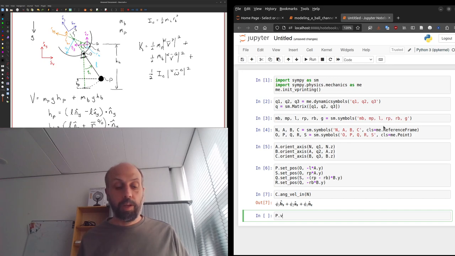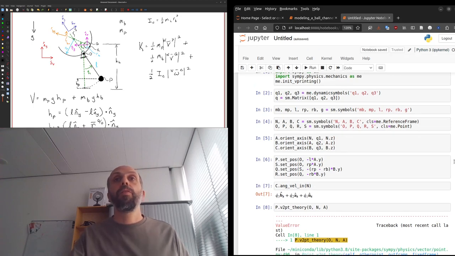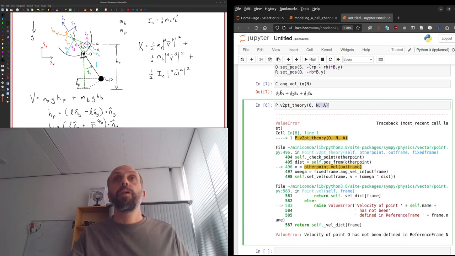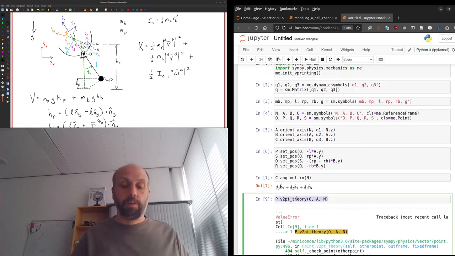So I can do P, the two-point theory with respect to O. They're both points fixed in the same reference frame, in our case A. We want it in the N frame. And that should give us a value. I think I typed this backwards, right? It's supposed to be A coming in. Oh, I haven't set the velocity of zero. Let's start with O. So O.set_vel in N of zero. That's what I was missing.